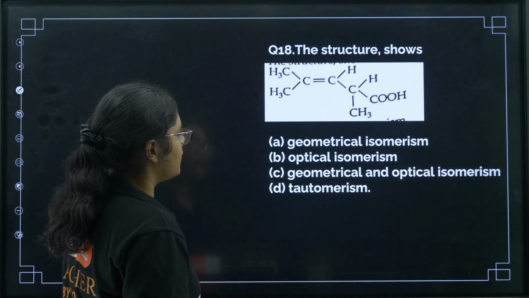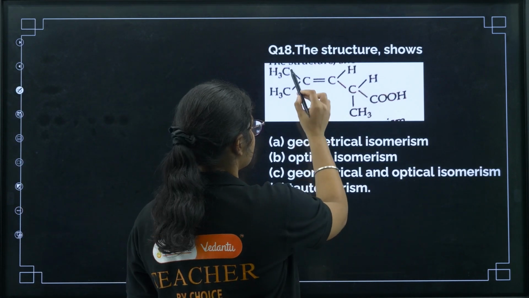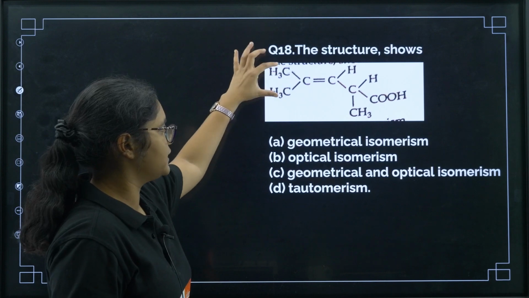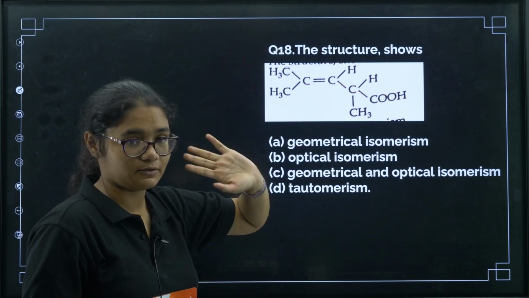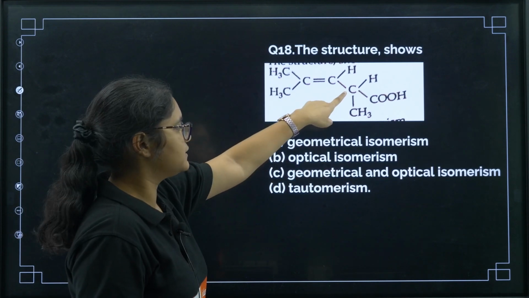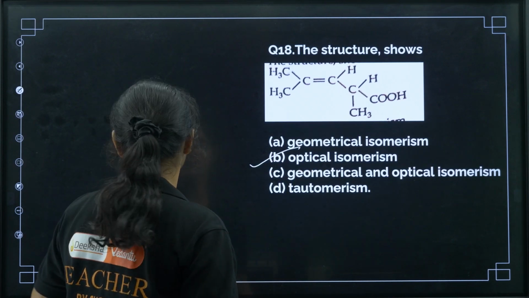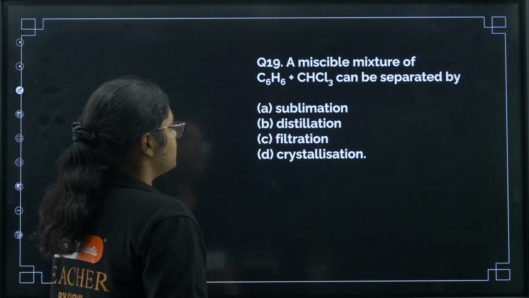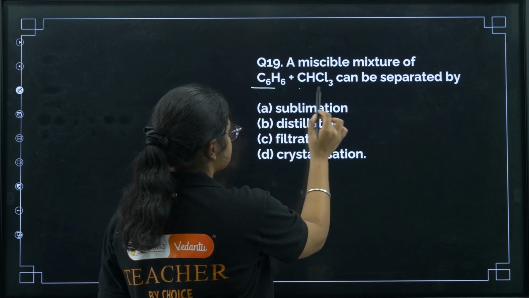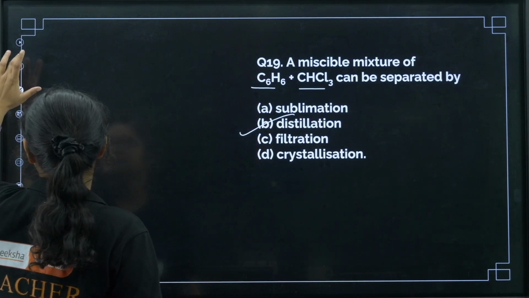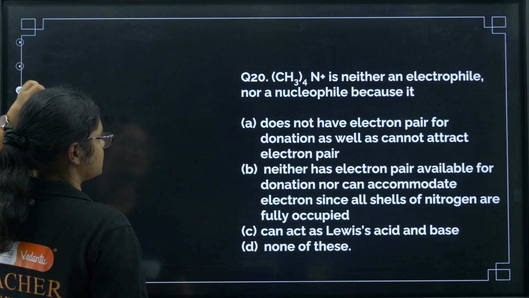Next, the structure shows, you can see both the groups attached to this carbon are the same, so there will be no geometrical isomerism, but this carbon is chiral, so it can show optical isomerism, so option number B. Next, a miscible mixture of C6H6 and CHCl3 can be separated by, we have just solved this question, it was question number 19, again from distillation.